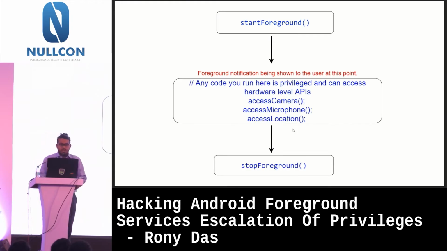This is a sample code snippet where you can start the foreground notification, and any code you run between that has a 5 second time frame where you can access the camera, the microphone, and the location. Accessing these sensors, you can do within this 5 seconds. But like we have already discussed, accessing the microphone for 5 seconds is not really worth it. We'll talk about it. But by now we know that whatever bypass has to be done is between these two calls: start foreground service and stop foreground service.